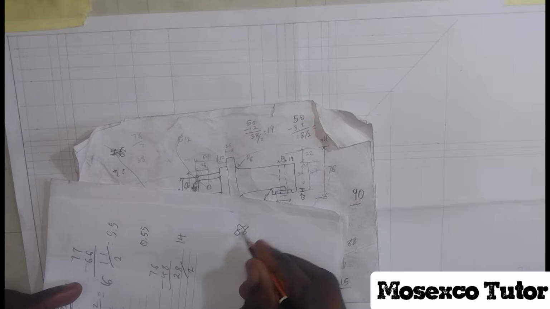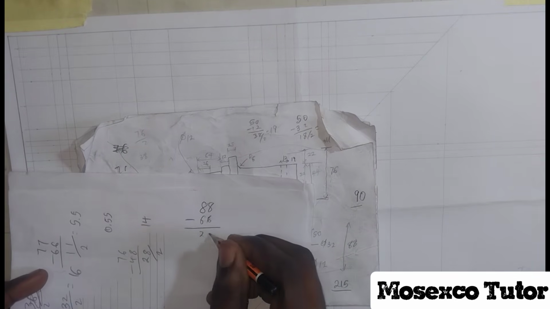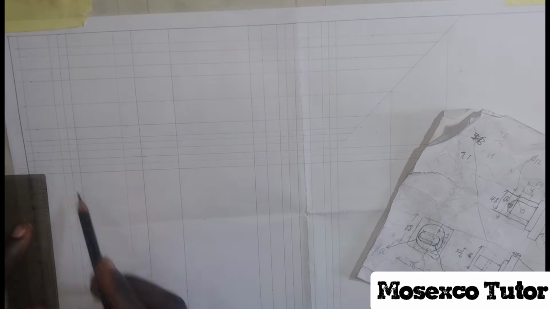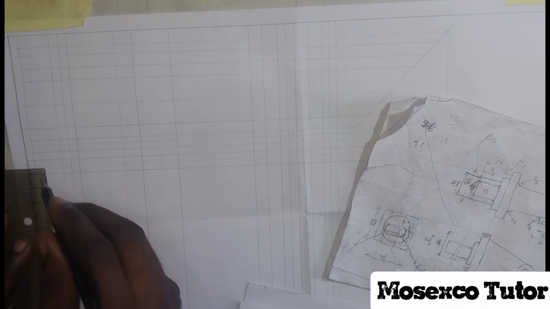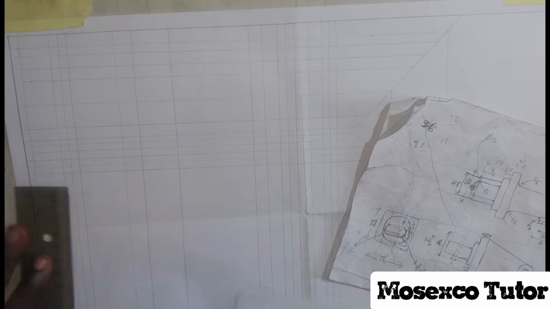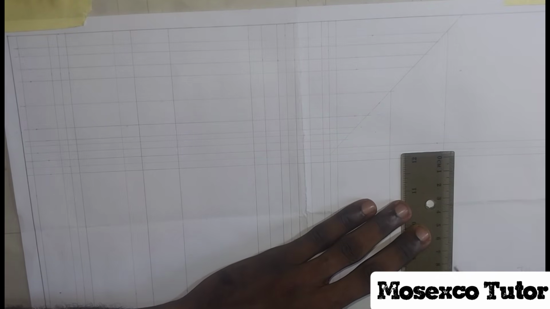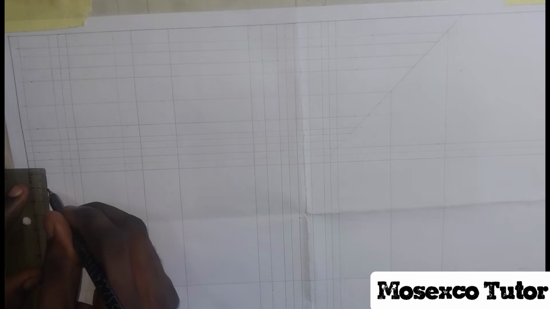Okay. Next, I now go to the front view and the side view. So everything in total is 8.8, and half of 8.8 is 4.4. So I mark 4.4 and I mark 4.4 at first. So 4.4 and 4.4, I join it together as faint line.